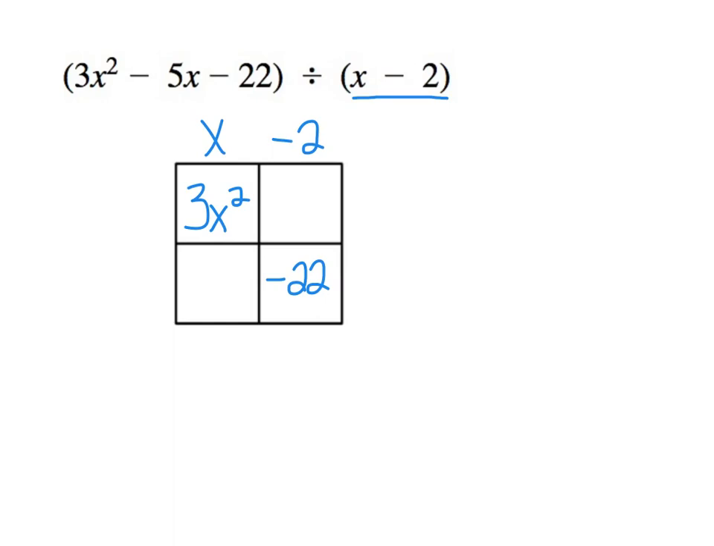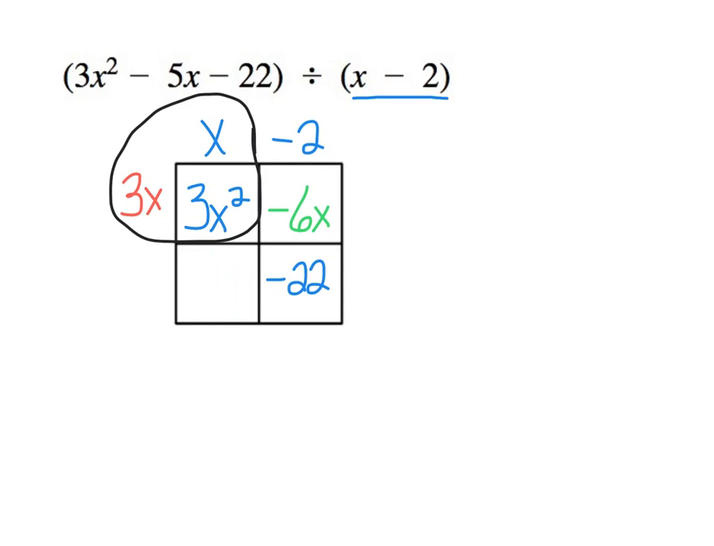What I know for sure is that this top corner up here, I've got all the pieces I need to get that information. So I know that 3x squared divided by x will give me my outside piece of 3x. And now I'm going to multiply. To get into this top right box, I'm going to multiply 3x times -2. That's my length times my width. So 3x times -2 gives me -6x. And now what I need is to find out this third box.